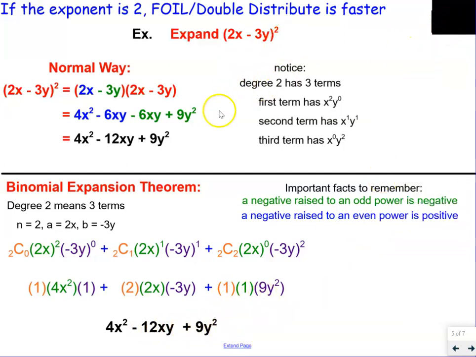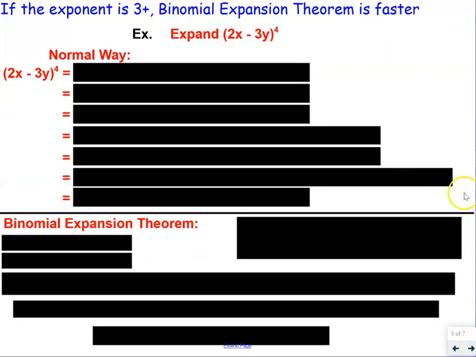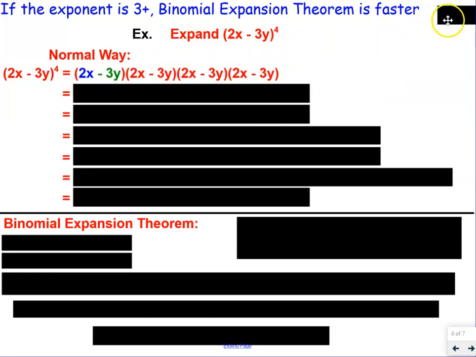Now again, if it's square power, faster is the FOIL. But here's where it gets messy. If the exponent is 3 or higher, the binomial expansion theorem is faster. So let's expand 2x minus 3y to the 4th power. Here's the normal way. I write it 4 times to distribute.